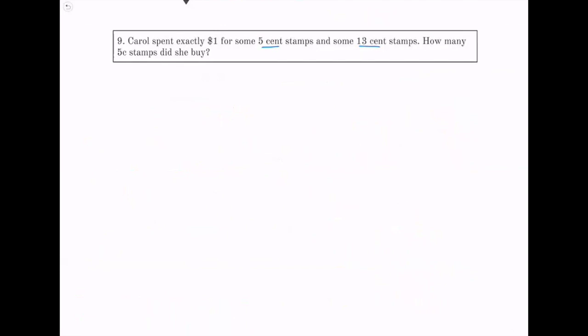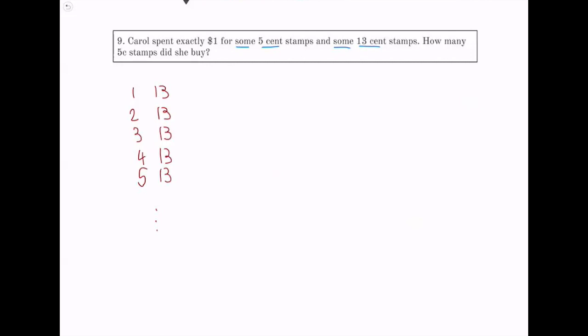So 5 cent and 13 cent stamps. So how can we do this? Well, there has to be at least one. Let's just try some values. It can be 1 13 stamp. Can have 2 13 stamps. 3, 4, 5, etc.